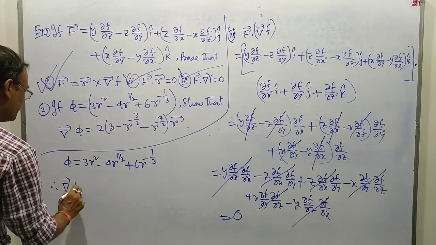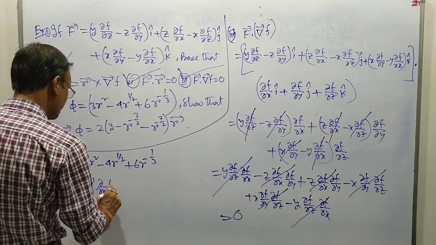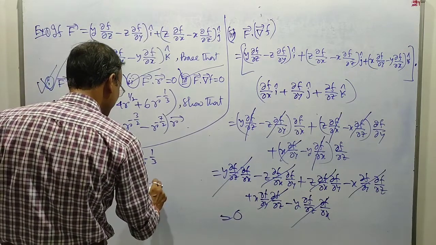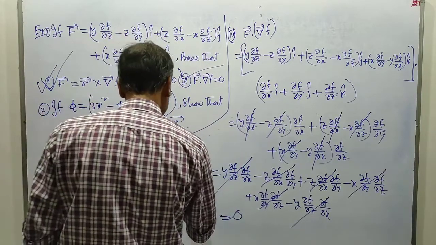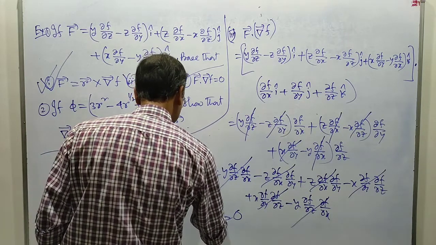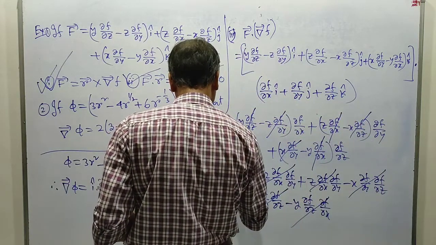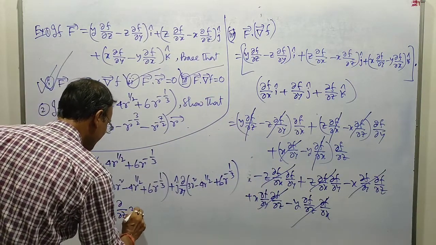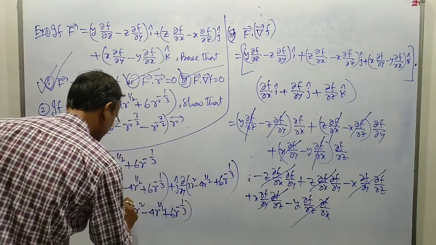Therefore, gradient of phi equals i cap ∂/∂x of (3r² − 4r^(1/2) + 6r^(−1/3)) plus j cap ∂/∂y of (3r² − 4r^(1/2) + 6r^(−1/3)) plus k cap ∂/∂z of (3r² − 4r^(1/2) + 6r^(−1/3)).